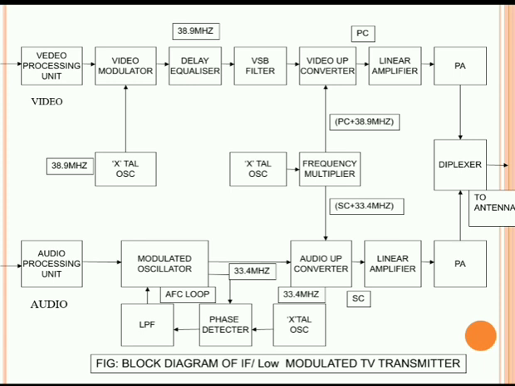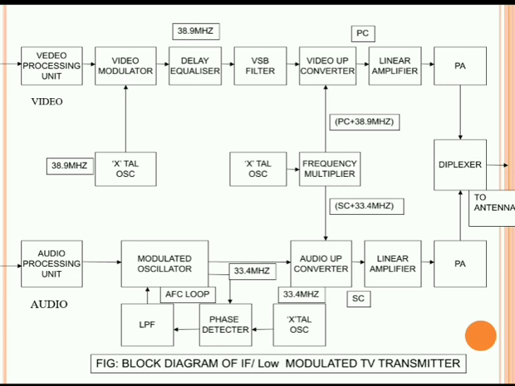After that we are using a modulated oscillator, for the purpose of modulating the audio signal. A low pass filter is used. After that an audio up converter is used here for converting the level of the audio signal. After combining both the audio and video signals, by doing the high level or low level or intermediate frequency modulation, this signal is sent over the transmission channel. This is nothing but the intermediate or low frequency modulated TV transmitter.